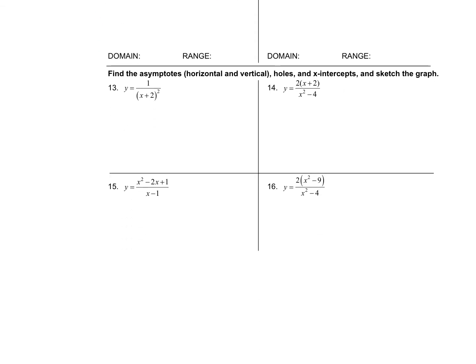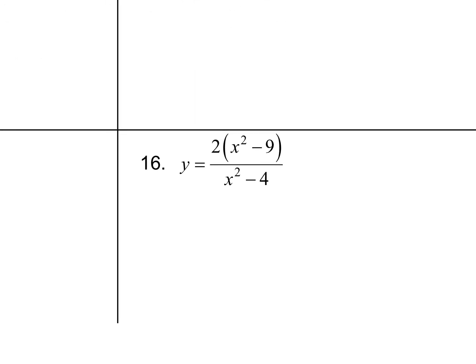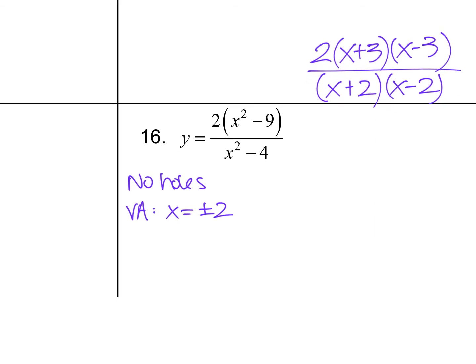All right, so these are more of our rational functions. If we want to find asymptotes, horizontal, vertical, holes, x-intercepts, sketch the graph, we want to factor everything. So in 16, I'm going to lead off with saying that's the same as 2x plus 3, x minus 3, over x plus 2, x minus 2. Can't cancel. So if I'm making my list, no holes. I have vertical asymptotes where? Plus or minus 2. Plus 2 and -2.